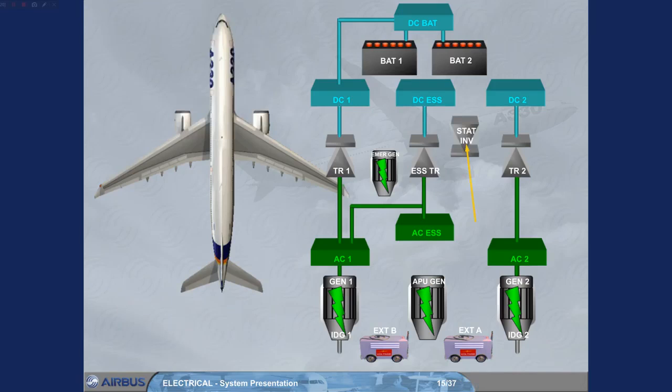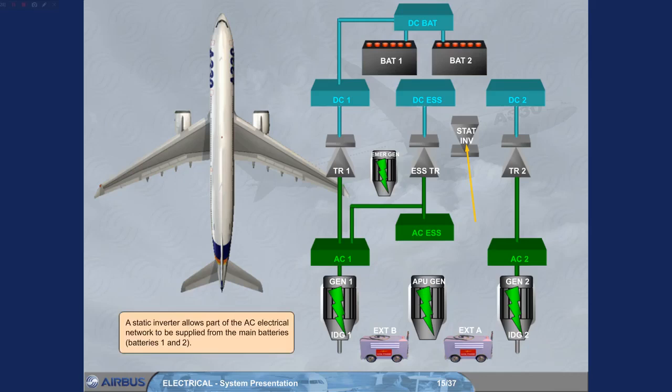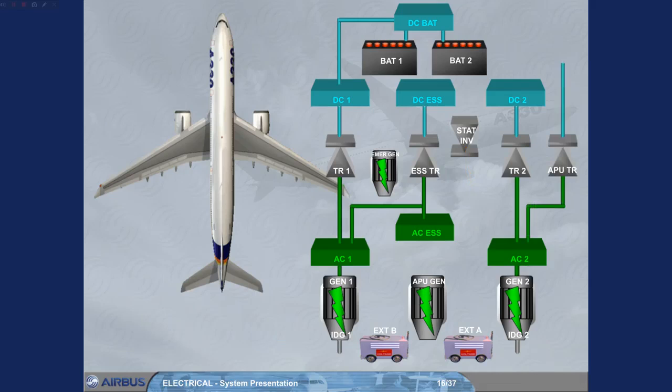A static inverter allows part of the AC electrical network to be supplied from the main batteries, batteries 1 and 2. The APU TR is used to charge the APU battery. The APU battery is dedicated to starting the APU.